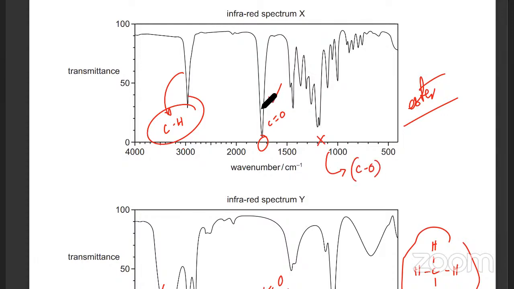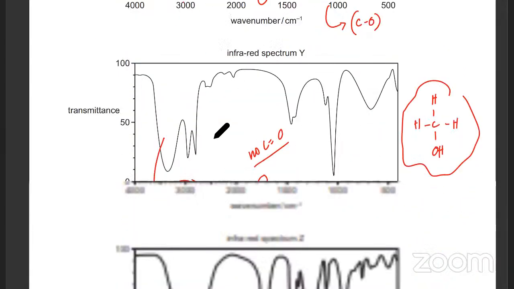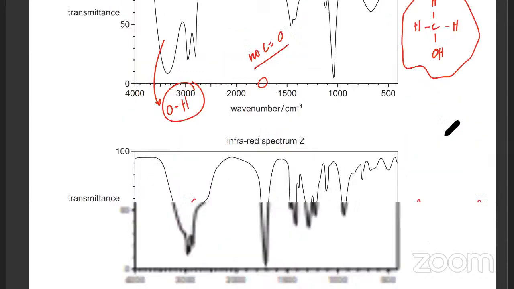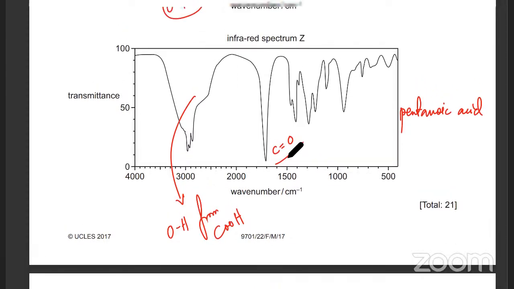But anyways, we were able to identify that the first one has a C=O only, and it also has a C single bond O as well, but no OH, nothing on this side. The second one has an OH but no C=O, so that's methanol. The last one has an OH that belongs to the carboxylic acid, plus it has a C=O as well, so it's definitely the carboxylic acid. Right? Is this clear?